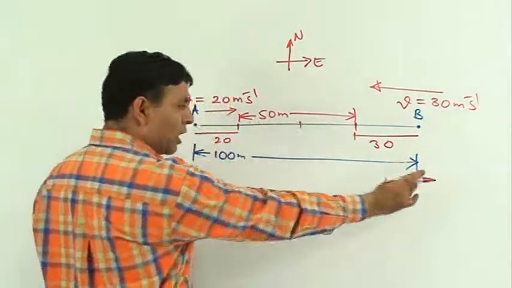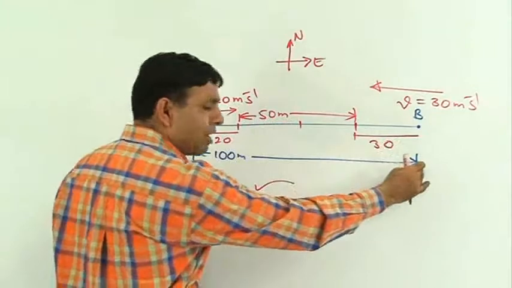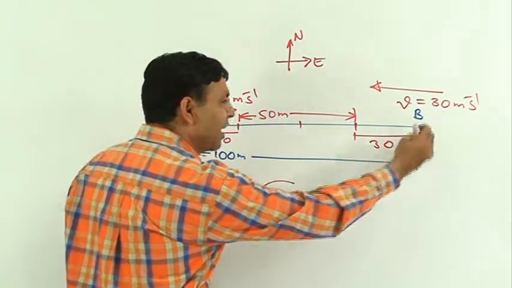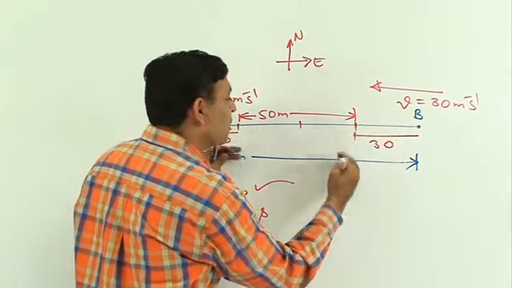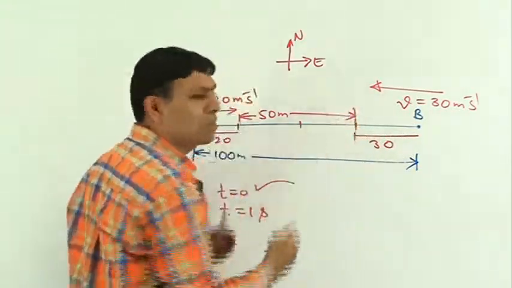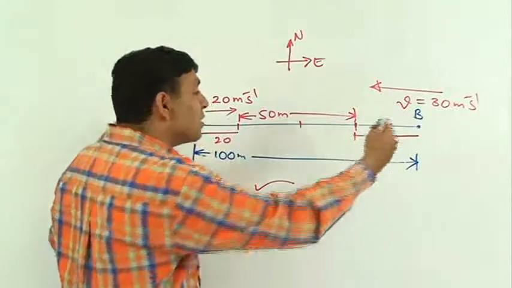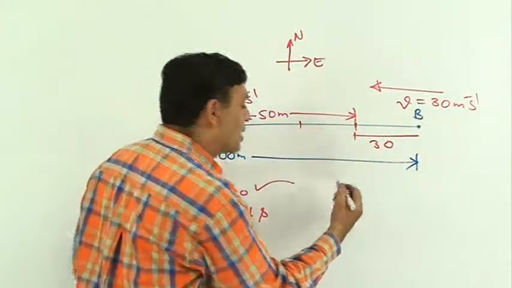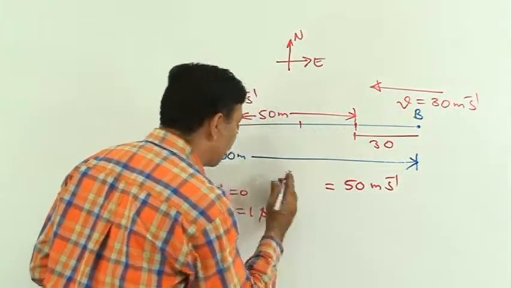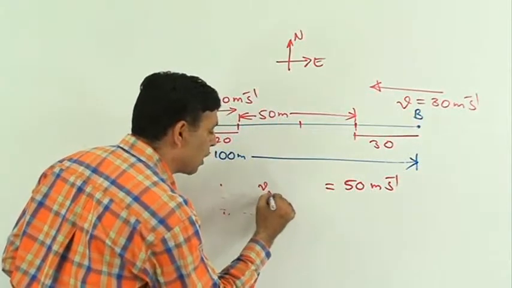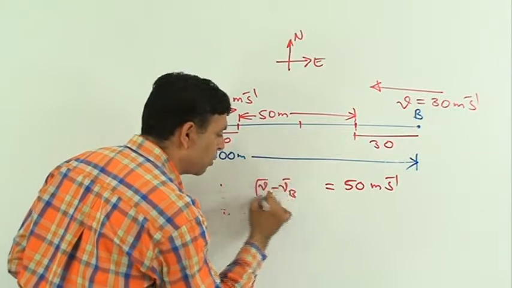So mind you, initially at t equal to 0, A and B were 100 meters apart. 1 second later, this will travel 30 and this will travel 20. So 1 second later, they are just 50 meters apart from each other. So we can safely say the relative velocity between the two has a magnitude of how much? 50 meters per second. This is the relative velocity of A, or velocity of A relative to B. Its magnitude, I should say.